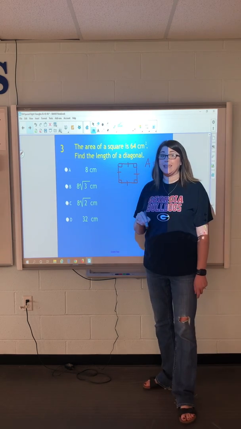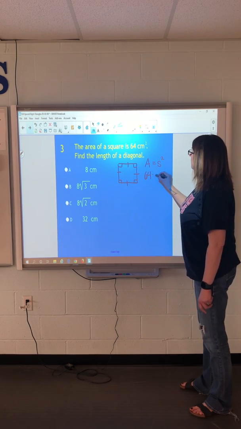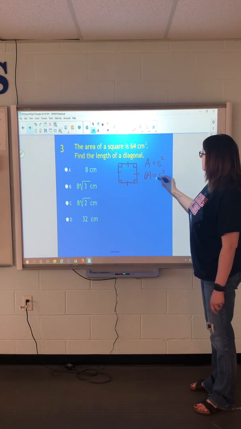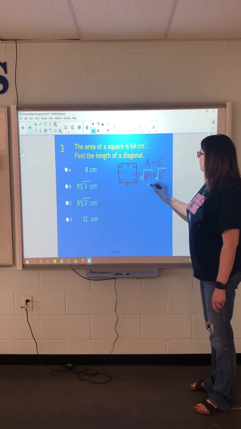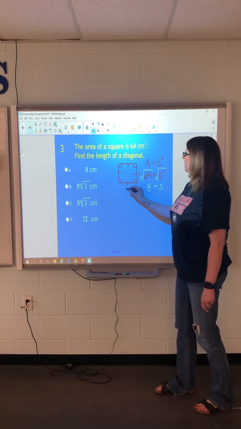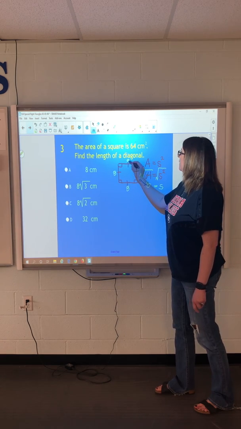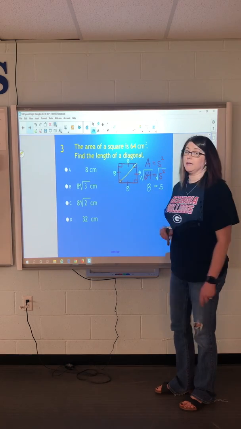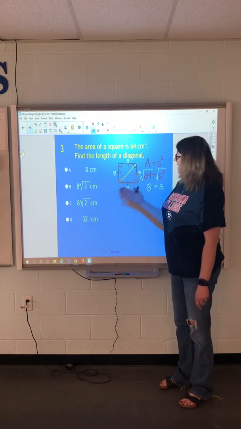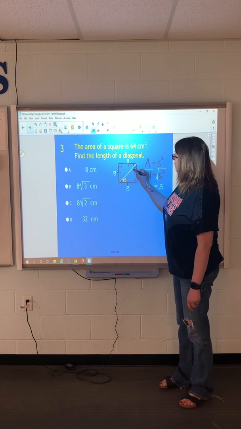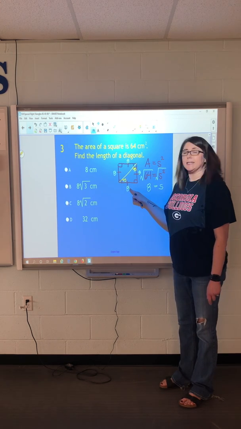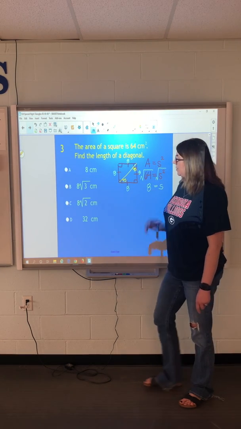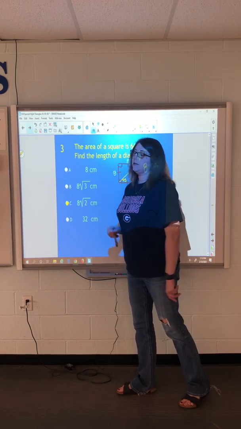Well, we know that the area is 64. So how do I find out the side? Easy. I'm going to square root both sides, and we find out that each side is 8. But we're not quite finished with the question yet because the question is, what's the length of the diagonal? We just talked about the fact that this diagonal makes this a 45, 45, 90 triangle. So we get to take our short side, the leg, and multiply it by the square root of 2 to get the hypotenuse, and that's going to give us letter C.